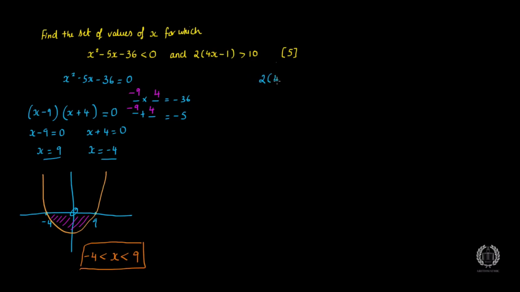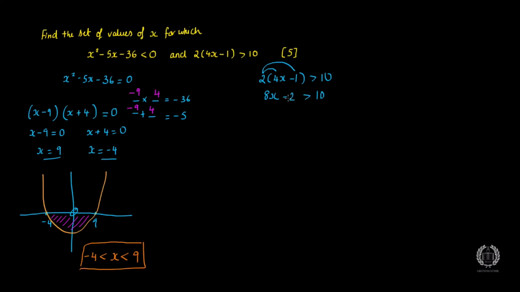So 2 bracket 4x minus 1 greater than 10, right? And now what I'm going to do is expand the brackets. So 2 times 4x is 8x. 2 times minus 1, so when I say expand, I mean expand like this. And then 2 times minus 1 is -2. Keep the sign as greater. You can even have equals here. It really doesn't matter for now, but we'll just keep it as greater than 10.